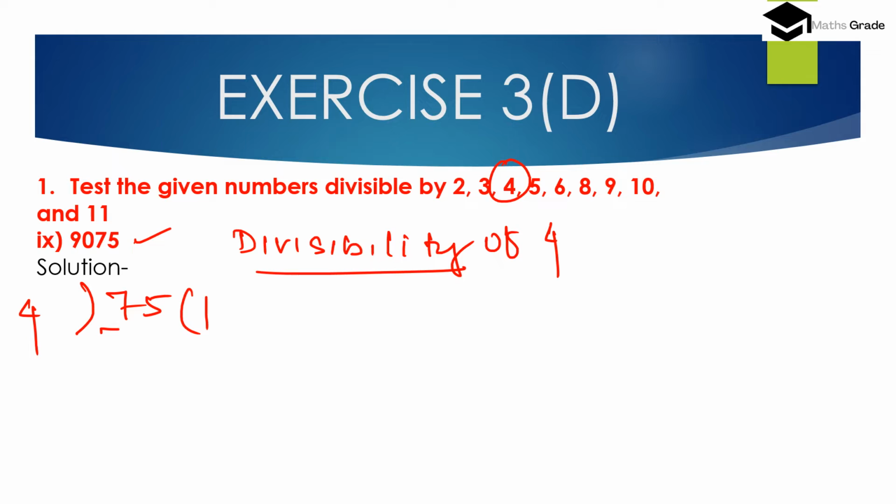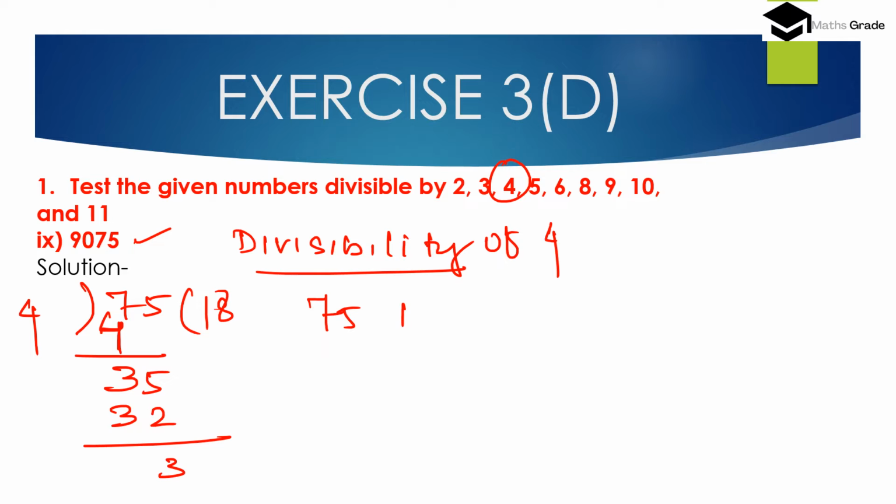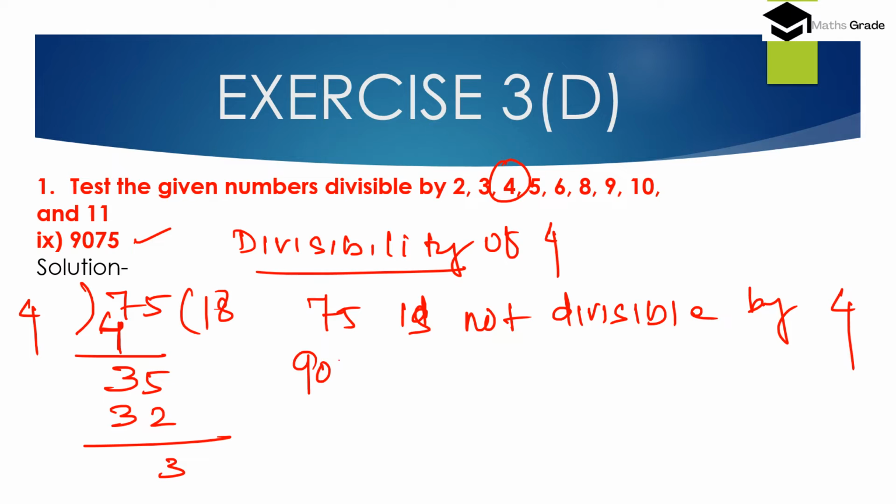4 1 is 4. 7 minus 4 is 3. 35. Now 4 8 is 32. Then 35 minus 32 is 3. 3 is the remainder, so it is not divisible by 4. So 75 is not divisible by 4. So 9075 is not divisible by 4.